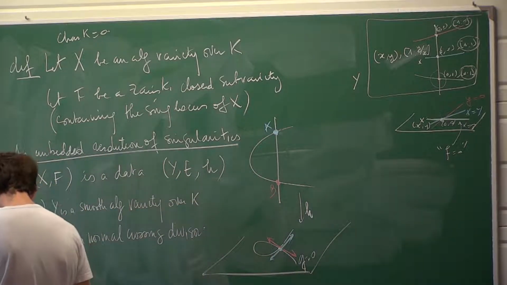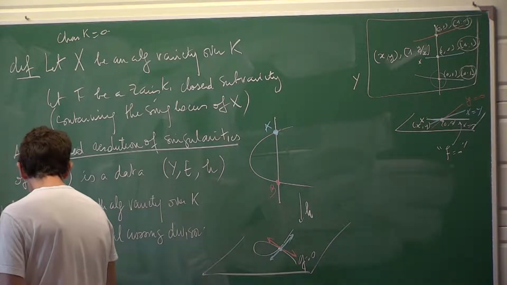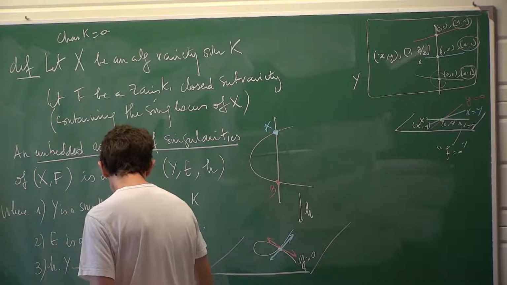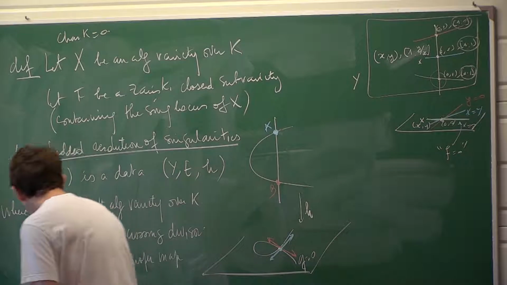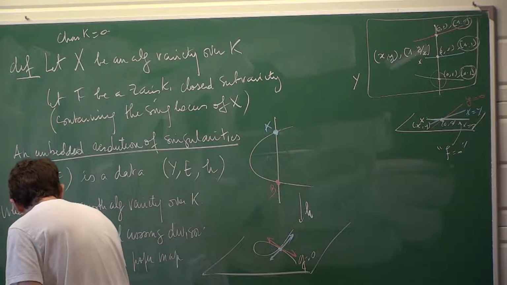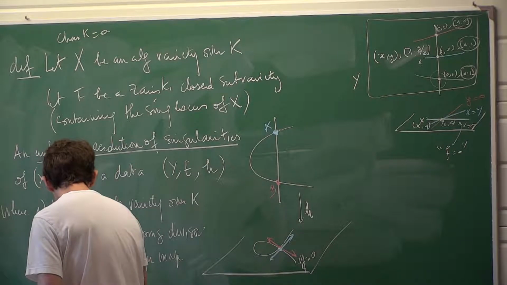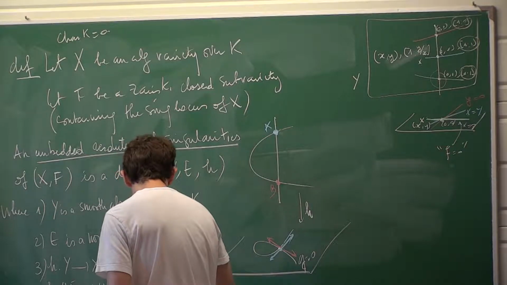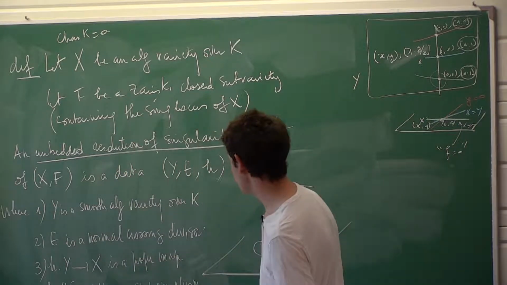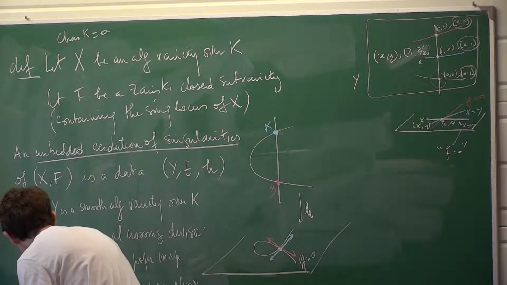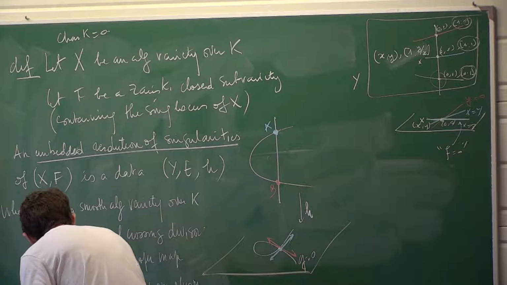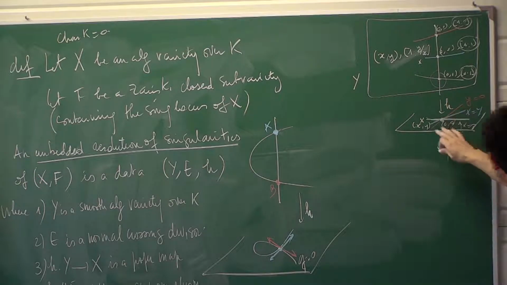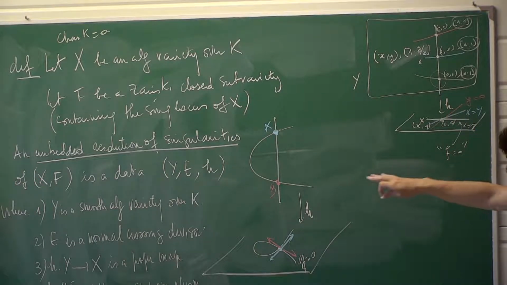And third, H from Y to X is a proper map which satisfies that H from Y minus H inverse of F to X minus F is an isomorphism. And the last thing you want is that the inverse image of F is your exceptional divisor. So this is an embedded resolution of (X, F).